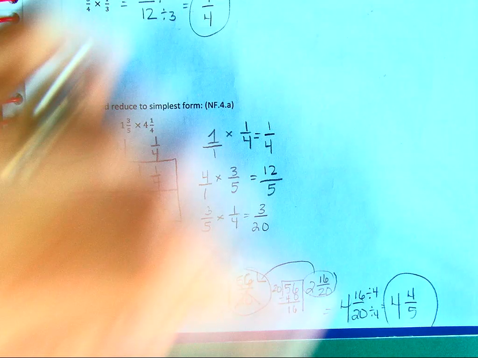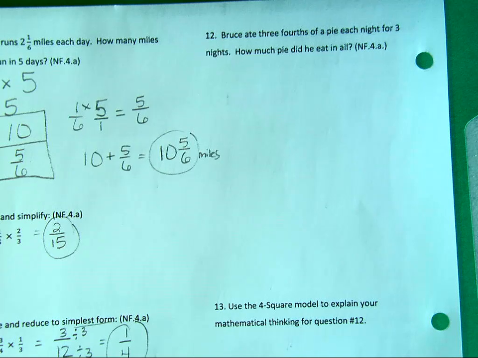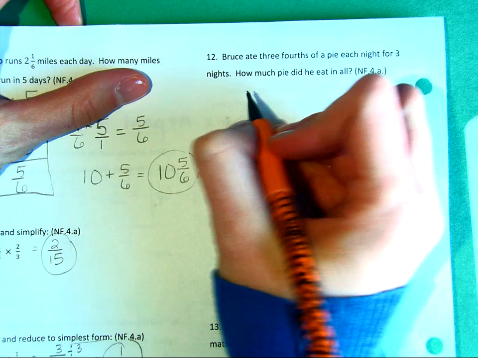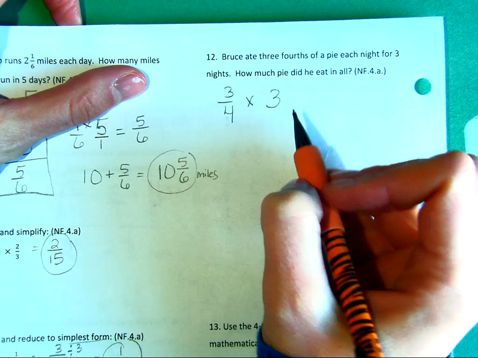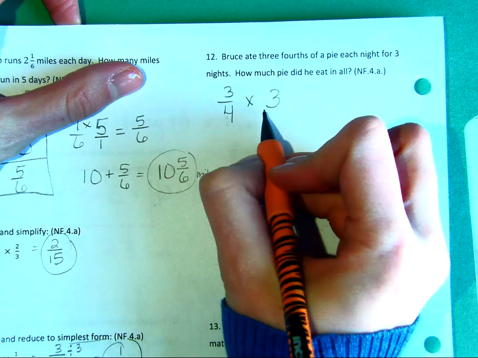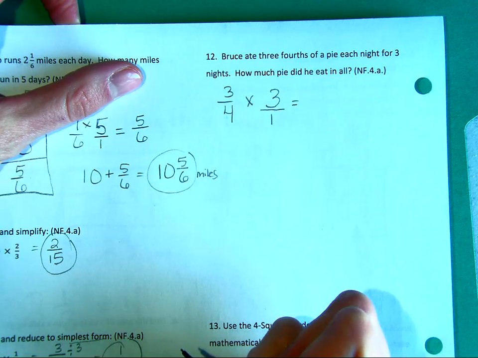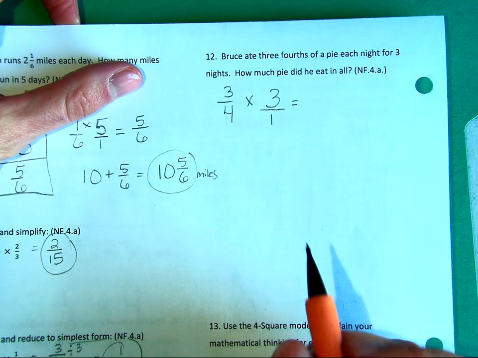Okay, number 12. Bruce ate 3/4 of a pie each night for 3 nights. How much pie did he eat in all? So we have 3/4 times 3 whole. This is a whole number times a fraction. I know it's easier to solve fraction by fraction, so I'm going to turn this whole number into a fraction form by putting a line and the number 1 underneath it. This now reads 3 divided by 1, which still equals 3 whole, so I didn't change my value at all. 3 times 3 equals 9, and 4 times 1 equals 4.